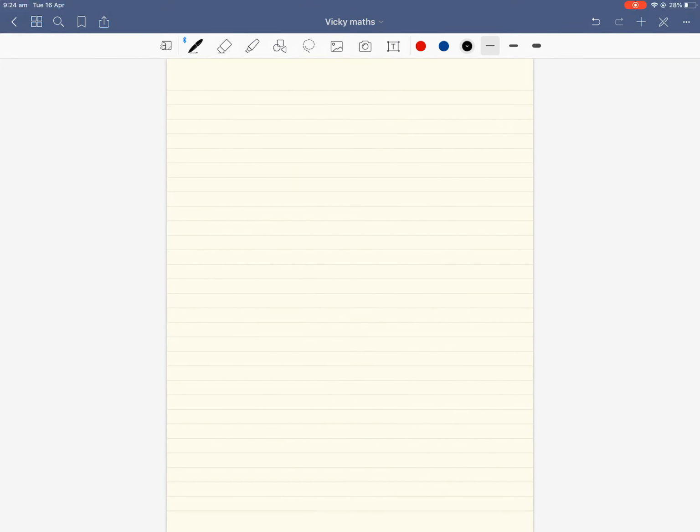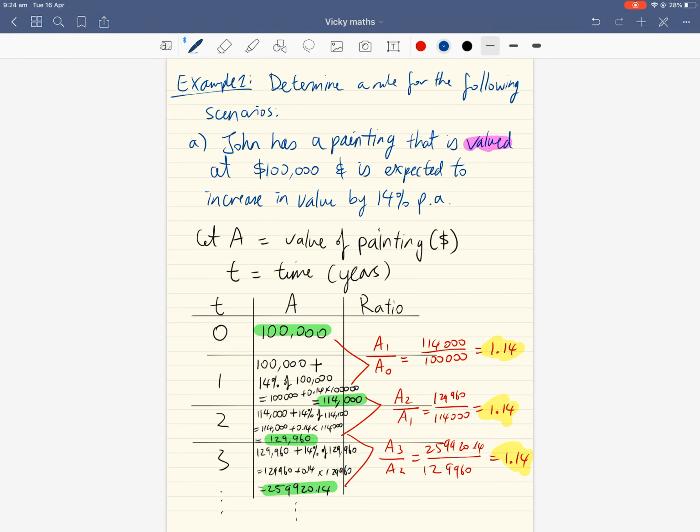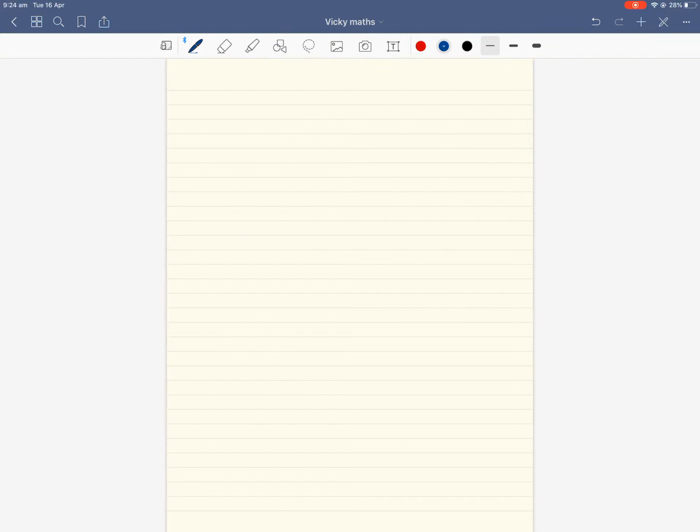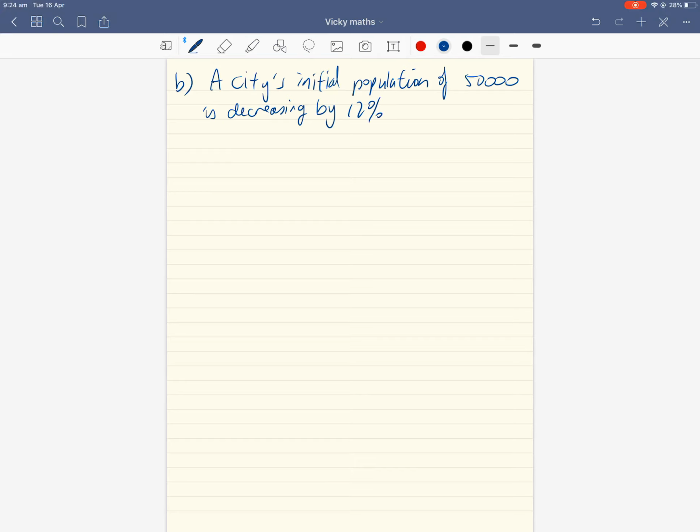Let's do one more just to make sure we're okay. So again, we're trying to determine a rule for the following scenario, and the scenario is a city's initial population of 50,000 is decreasing by 12% per year. So it's a word problem.